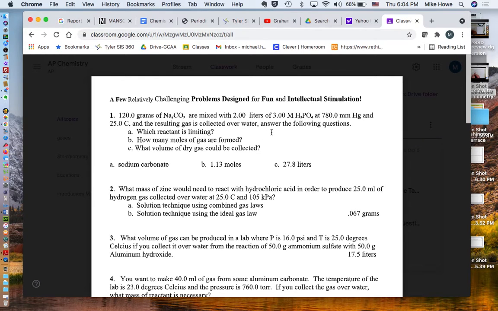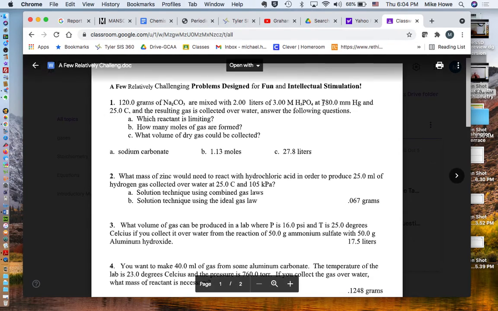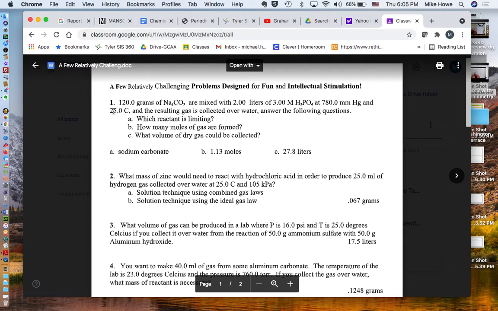So don't forget that when you do PV equals nRT, after you know the number of moles of gas, you'll use PV equals nRT. When you use PV equals nRT, you will need to subtract out the water vapor pressure, and so you won't use 780. You'll use 780 minus whatever the water vapor pressure is at 25 degrees C, and that's on that chart. If you've lost your chart, it's listed in Google Classroom under the gas problems and resource materials.